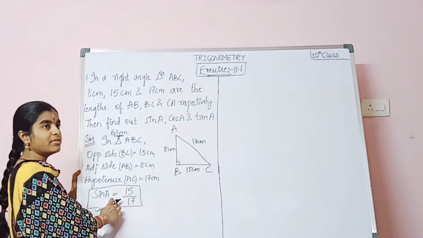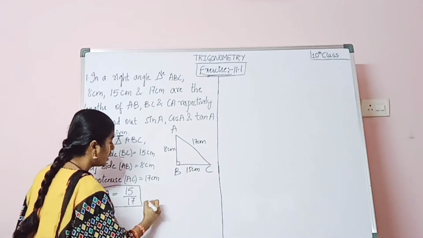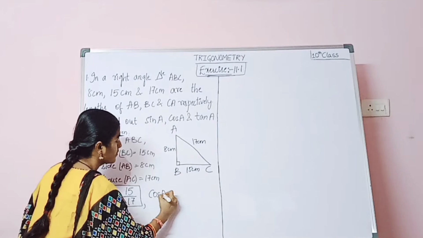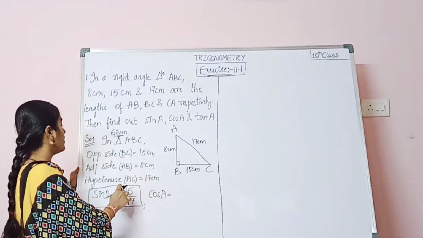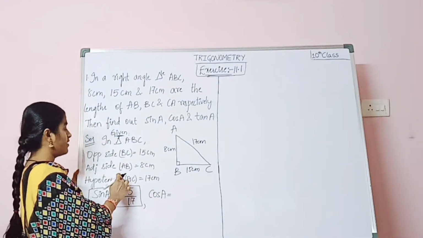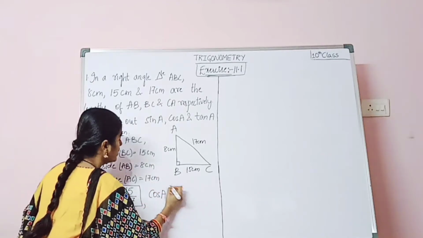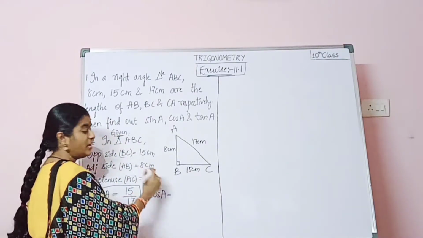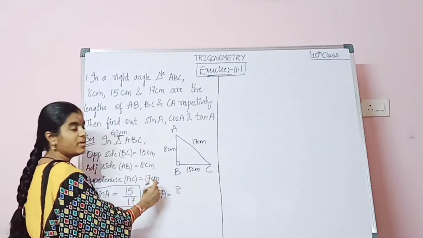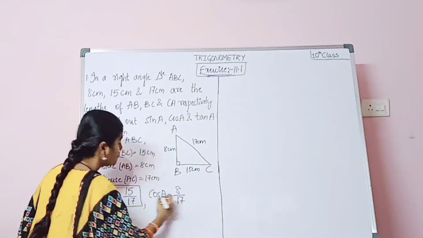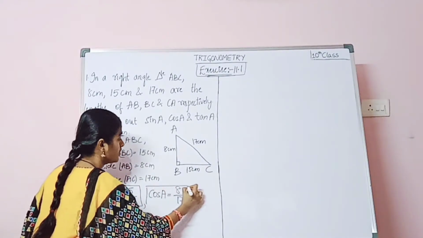So sin A equals 15 by 17. Now cos A. What is the formula for cos A? Adjacent side by hypotenuse. What is the adjacent side here? AB, 8. What is the hypotenuse? 17. So cos A equals 8 by 17.